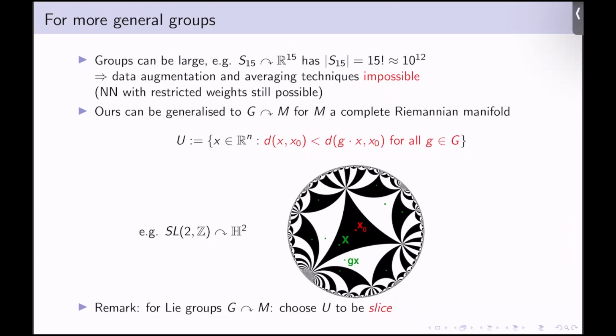It won't be an open set anymore, but it will have this important property that orbits meet the closure once. And if you're presented with a group action in such a slice, then you can write down the projection map as usual. But we didn't, so this is not in the paper. We have no experiments for any continuous group action.